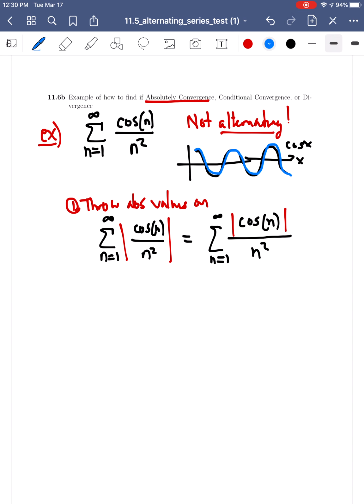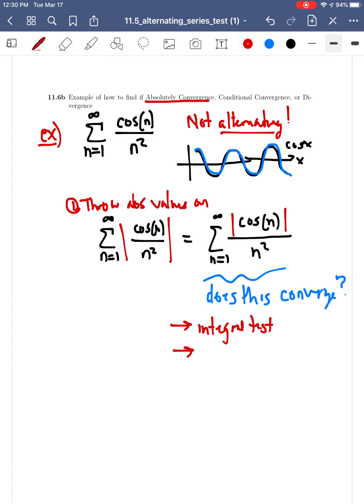So let's stare at this series and ask what we can do to decipher whether this converges. At this point, this series only has strictly positive terms because the absolute value is keeping that numerator always positive, and the n squared is always positive. So we're thinking we could do something like an integral test, or we could do a comparison test. Those seem to be our options here. And I don't really want to integrate a cosine in absolute values because it seems like it might be a bit tricky. So I'm going to first attempt to do a comparison test.